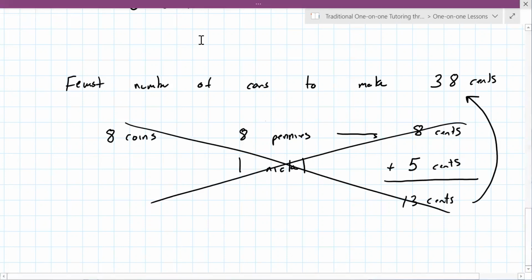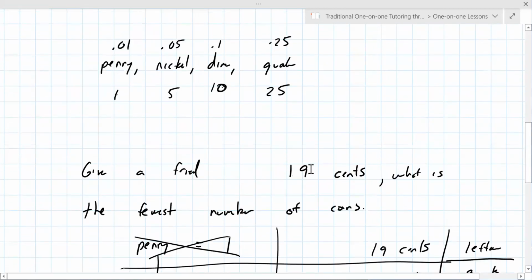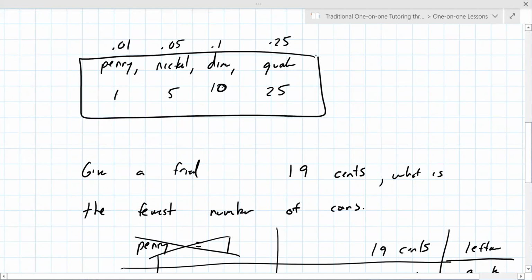Okay. So just like in the previous problem, you want to figure out the biggest coin that goes into 38 cents.